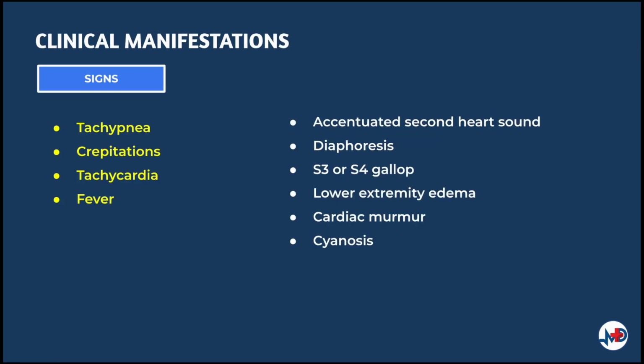A study in 2007 looked at the frequency of different symptoms and signs in patients who were diagnosed with pulmonary embolism. The relative frequency of common clinical signs include tachypnea, with respiratory rate more than 20 breaths per minute, seen in 96% of patients, crackles, seen in 58% of patients, tachycardia, with a heart rate of more than 100 beats per minute, and fever with a temperature more than 37.8 degrees Celsius.